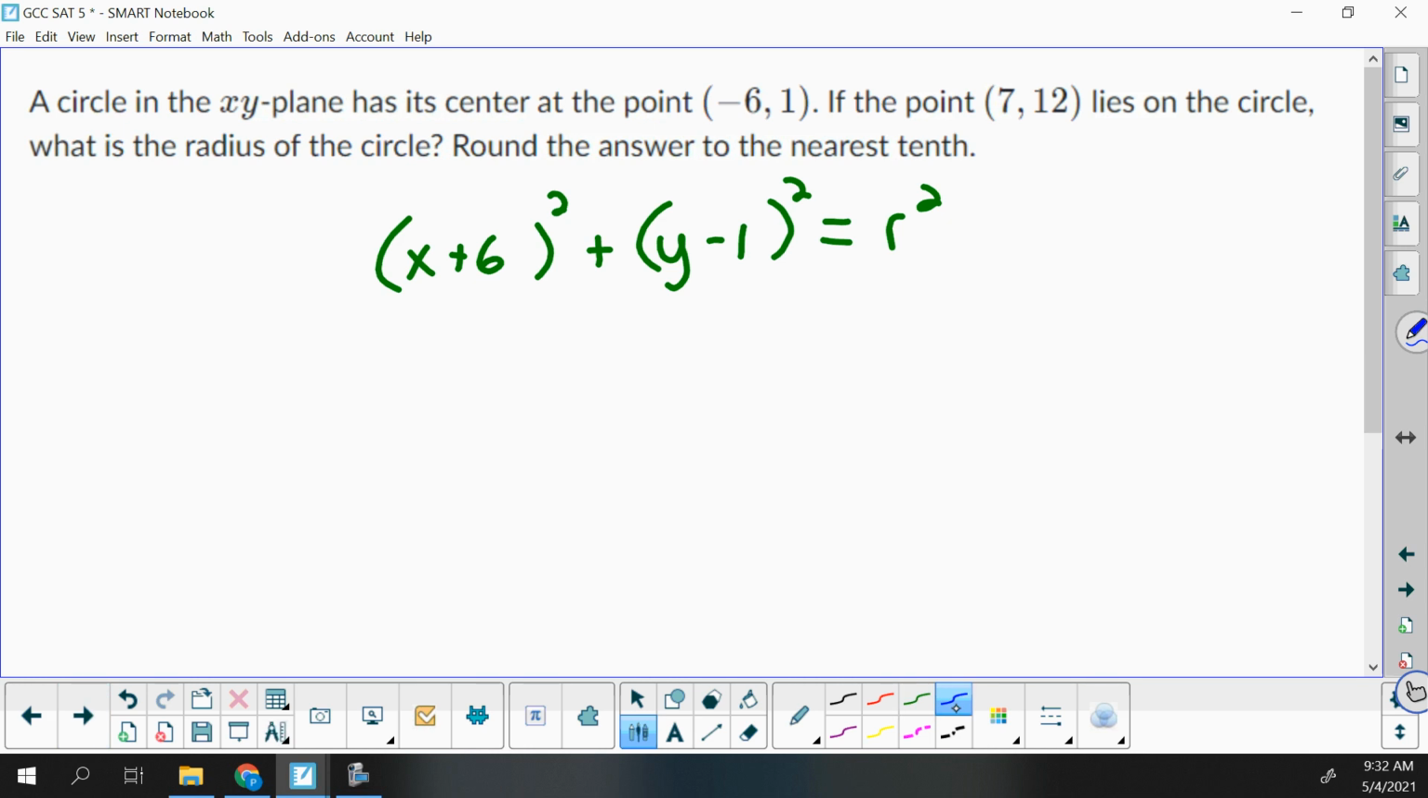So we're going to sub the 7 in for x and the 12 in for y, and then solve for r. So we'll have 7 plus 6 all squared plus 12 minus 1 all squared equals r squared. And I want you to punch in the left side in your calculator, work to get r alone, and then round to the nearest tenth. So we'll give you a minute to do that. A box is going to pop up to have you put your answer in when you get that.